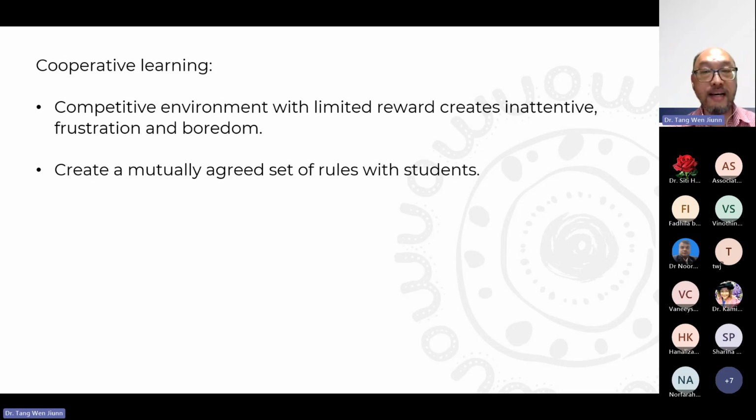Any rules or suggestions should be done mutually. Talk to the students, get their consent, and things like that.